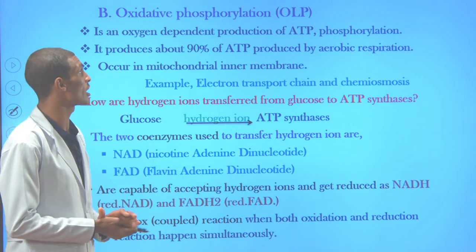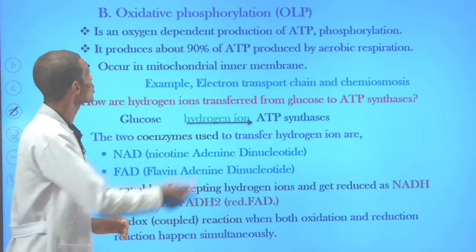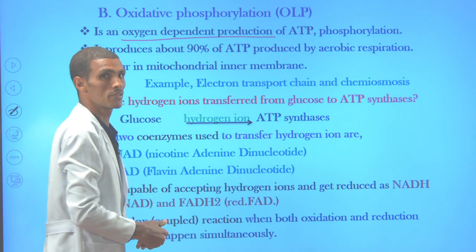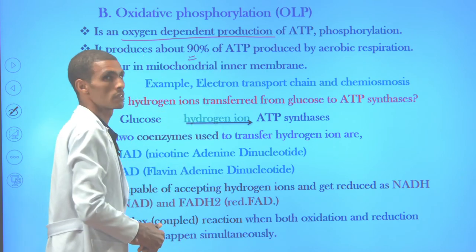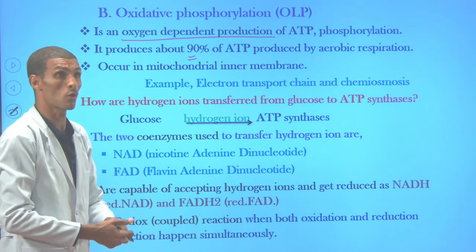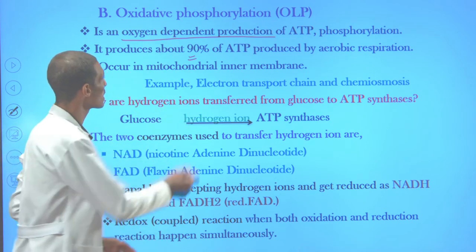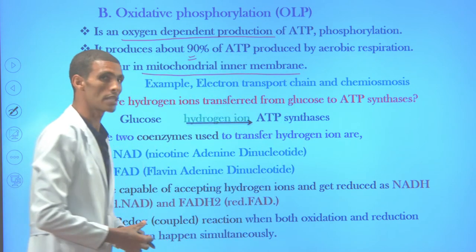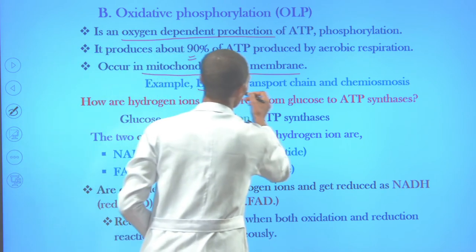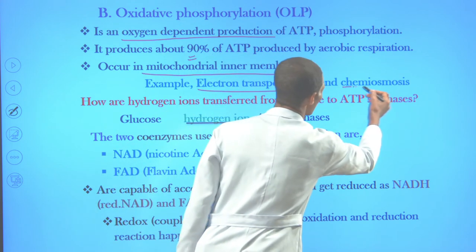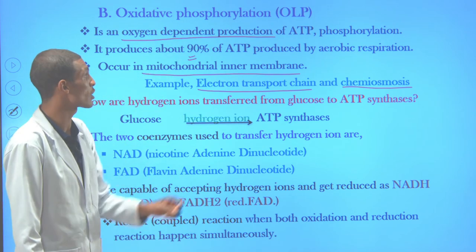When we say oxidative phosphorylation, it is an oxygen requiring step, an oxygen dependent production of ATP or phosphorylation. A great deal of ATP is produced by this process, about 90% of the ATP produced from the aerobic pathway. This type takes place in the mitochondrial membrane, on the surface of the cristae. For example, the electron transport chain and the chemiosmosis process, which take place on the surface of the mitochondrial membrane, involve oxidative phosphorylation of ATP production.